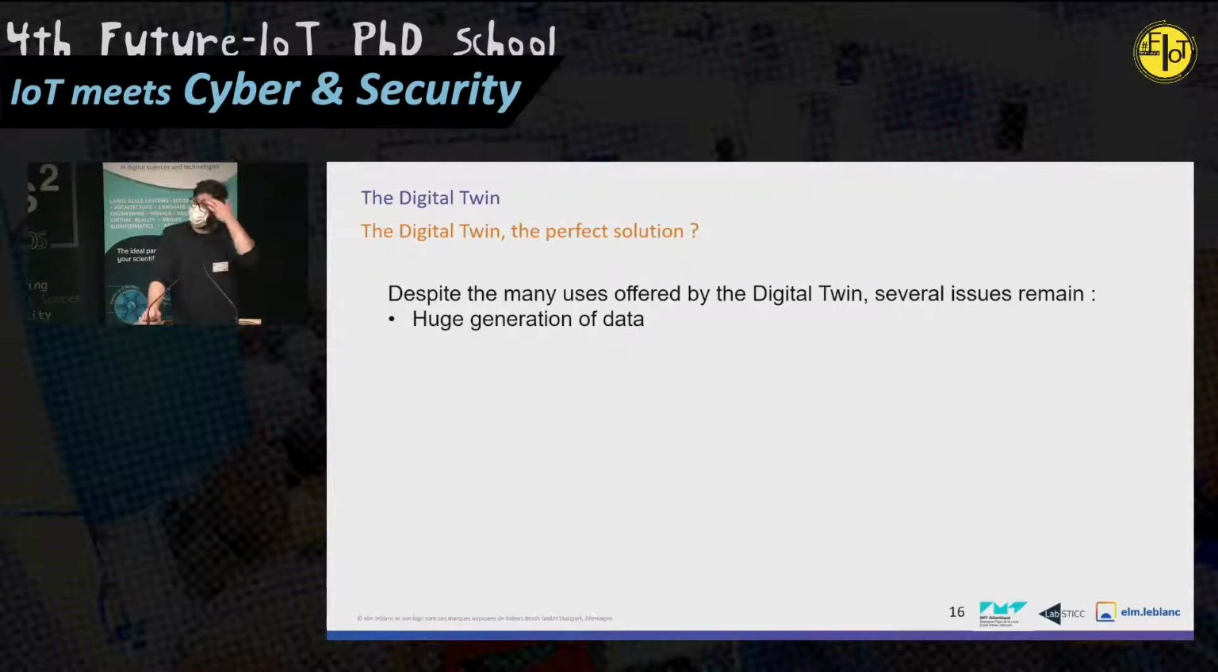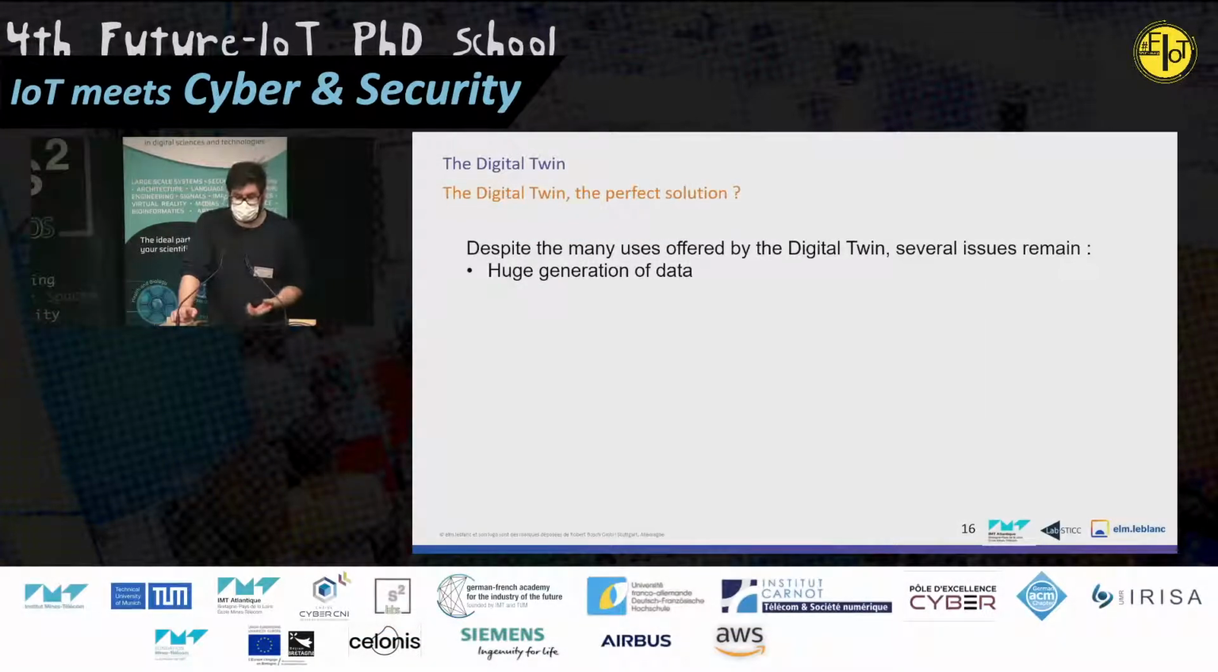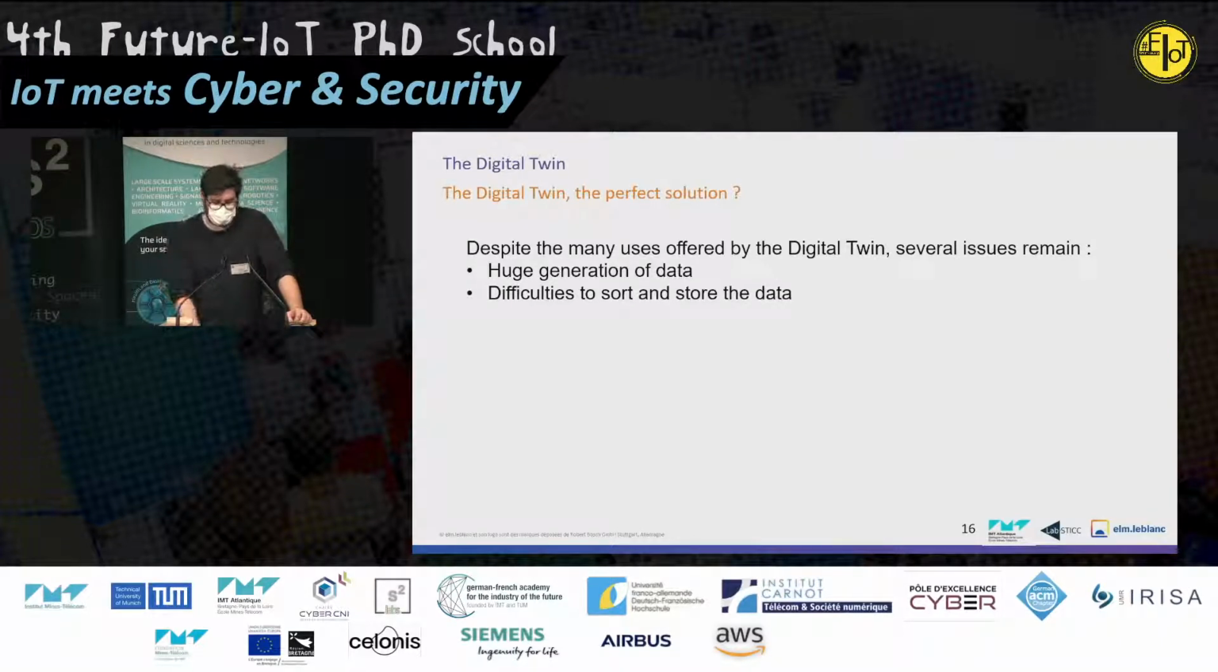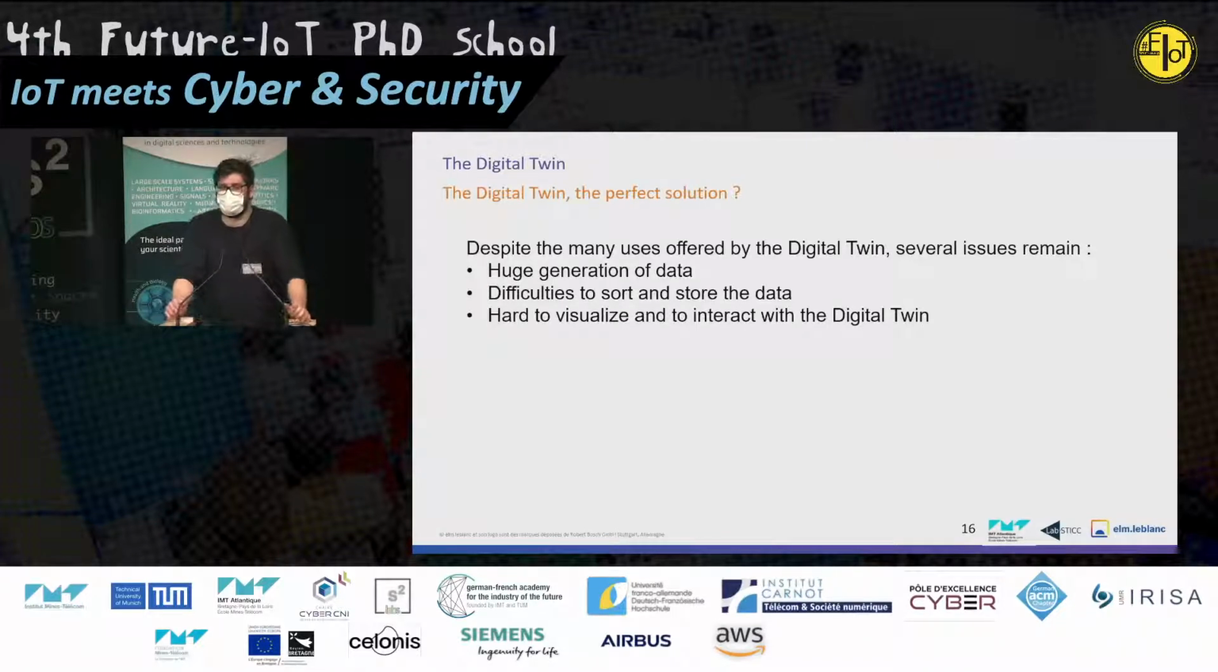So the digital twin has many uses and many good uses in the industry, but it has its flaws. So several issues remain. For example, the digital twin generates a lot of data, and this data is difficult to sort and to store, but also to secure. It's hard to visualize and interact with the digital twin naturally. So usually you will have a lot of data, and it's hard to know which data will be useful to you at the moment.